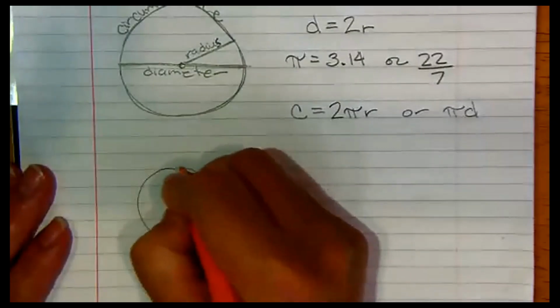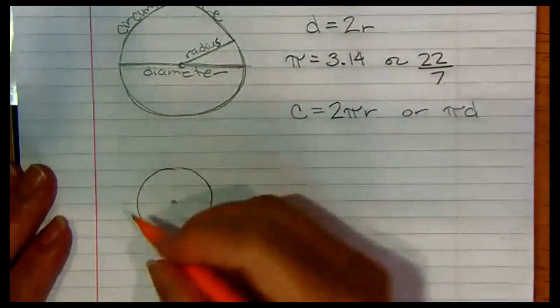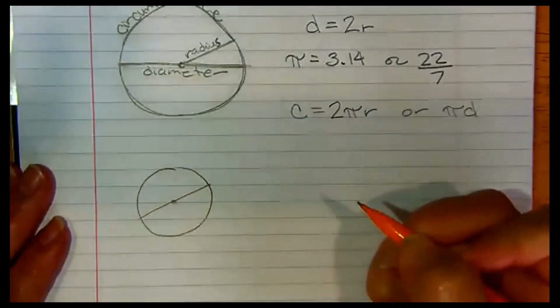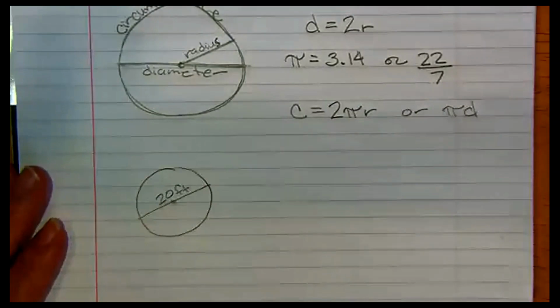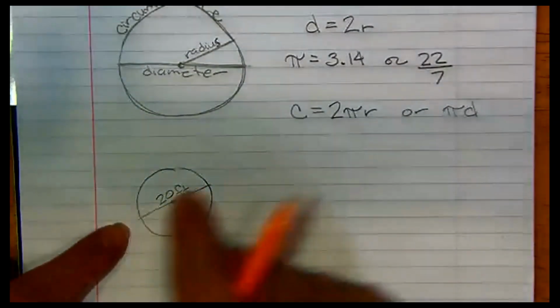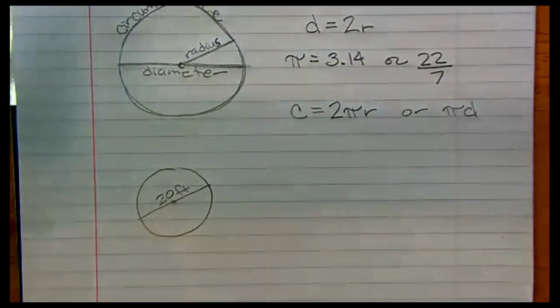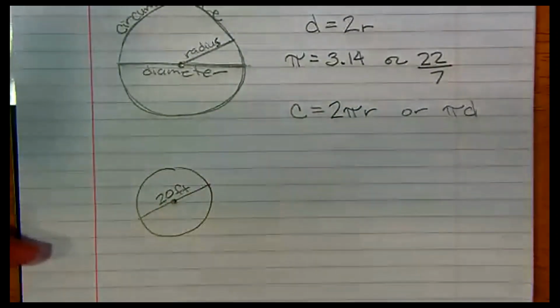The book will give you a problem like this, the line going through it, and they'll tell you that the diameter is equal to 20 feet. So what is the radius? If the diameter is 20 feet, what is the radius? Well, intuitively, we can say the radius is half the diameter, so it's going to be 10.